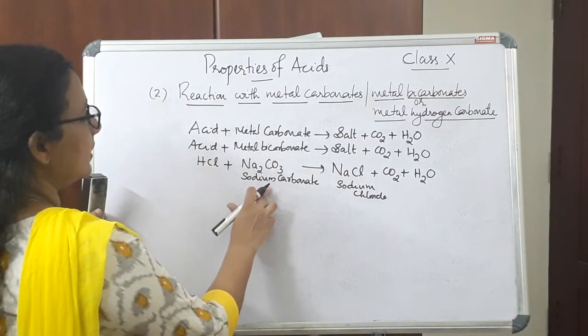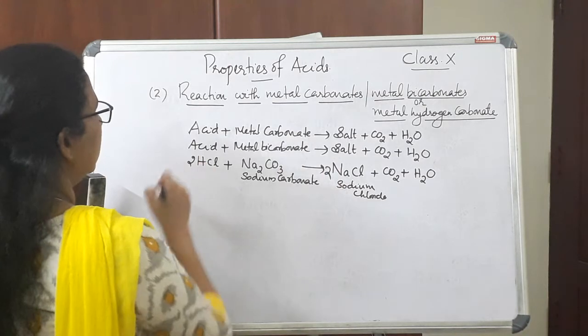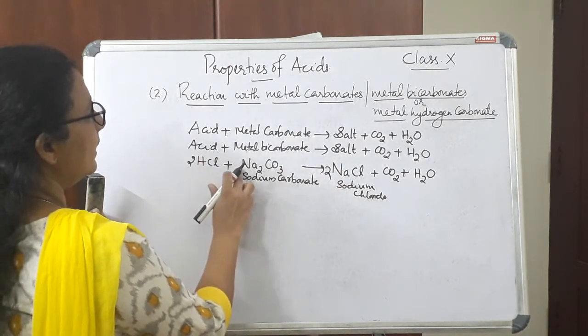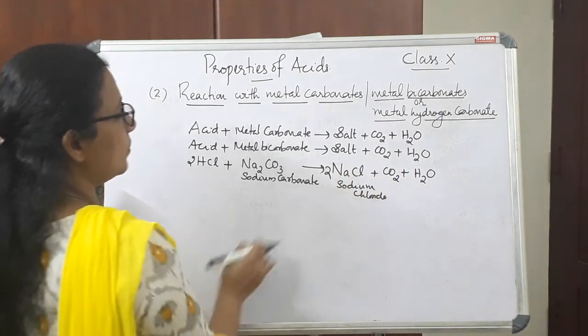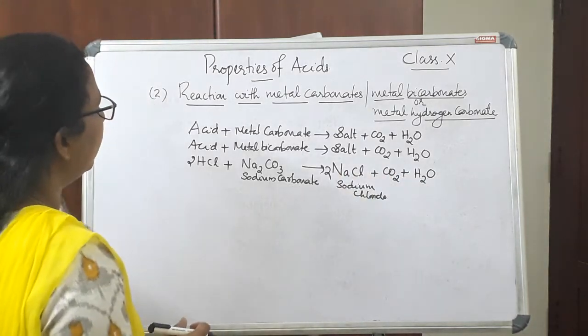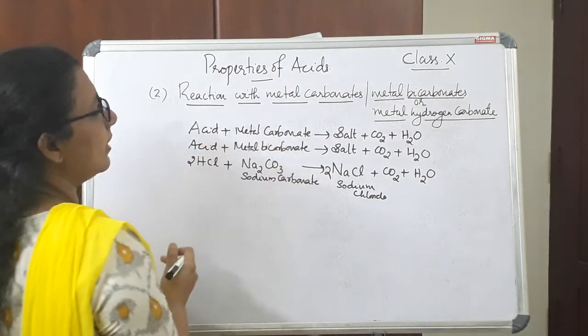In this case this equation is not balanced. We need to balance this equation. So it will be 2HCl plus Na2CO3 gives 2NaCl plus CO2 plus H2O. So this is an example of the reaction of acid with the metal carbonate.